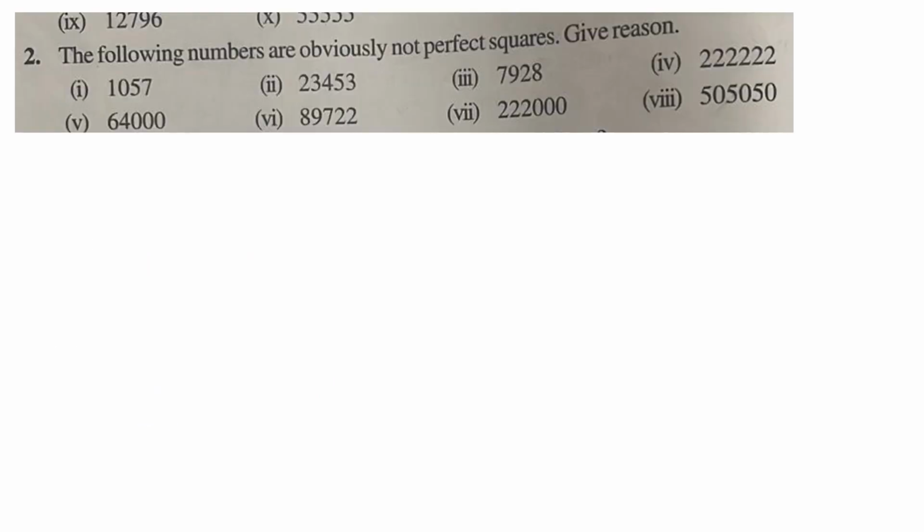So the second question given to us is, the following numbers are obviously not perfect squares. Give reason. All the numbers which they have given are actually not perfect squares, but we'll have to give a valid reason. So the first reason is, we know that natural numbers ending with digits 2, 3, 7 and 8 are not perfect squares. This we know for sure.